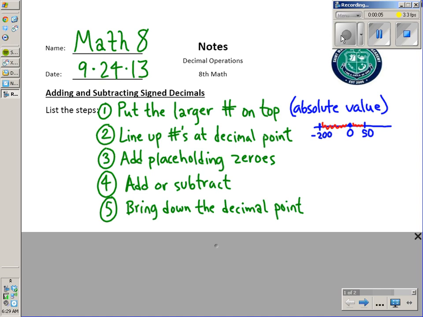Today is September 24th, 2013, and the title of our notes is Decimal Operations. Hopefully you're feeling pretty good about yesterday and today's lessons where we covered adding and subtracting signed integers. Today's going to be really a continuation of that, and rather than working with integers, we're just going to be working with decimals. We'll even go into multiplying and dividing signed decimals as well.